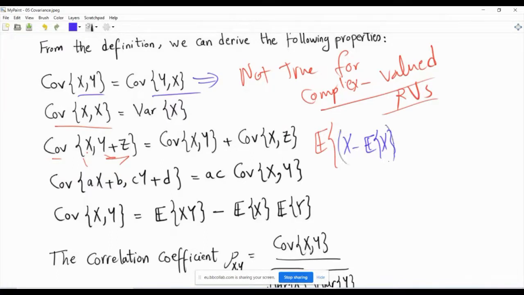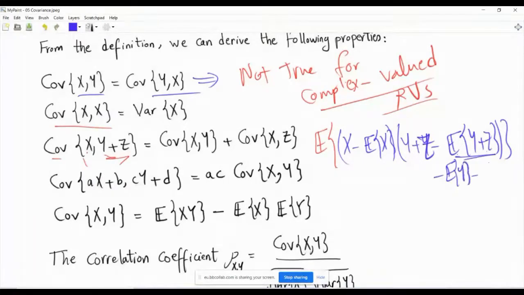And so you have this term. And then for the second one, you will take y plus z and then subtract the expected value of y plus z. So y plus z minus the expected value of y plus z. By definition this is the covariance of x on the one hand and y plus z on the other hand. Well, we know that expectation is a linear operator, right? So this is minus expected y minus expected z, because expectation is linear.